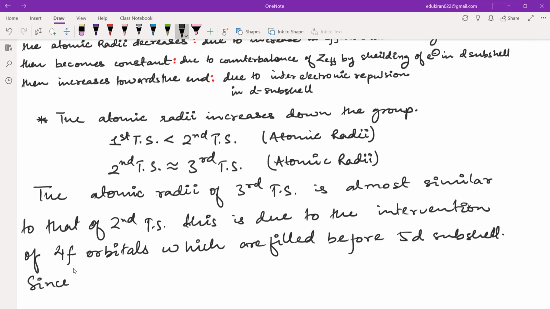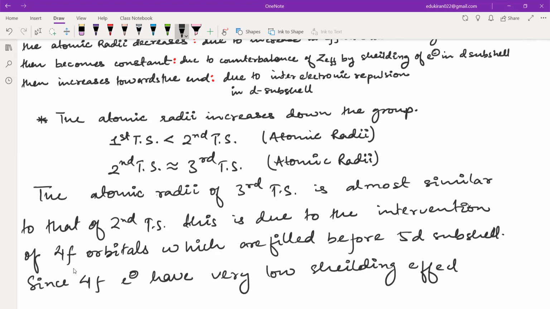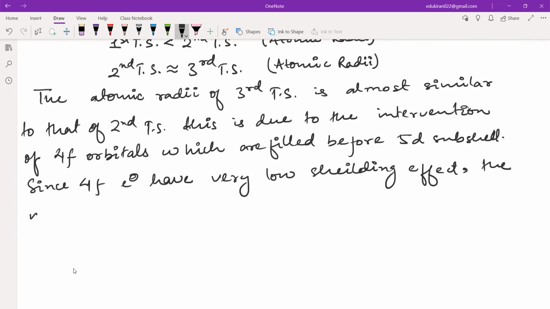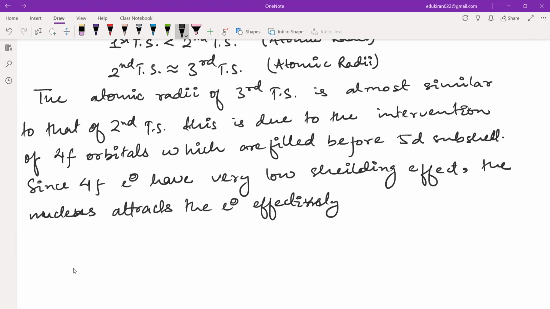And since 4f electrons have very low shielding effect, the nucleus attracts the electron effectively, which leads to small size.